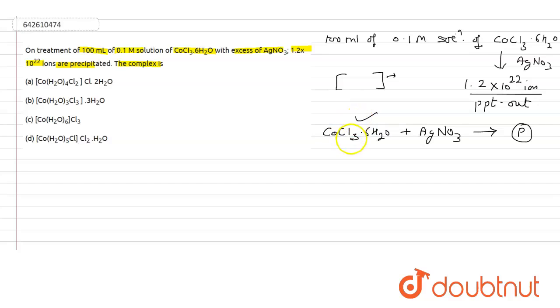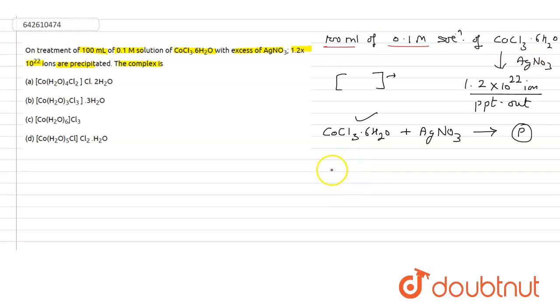So first we have to find out the number of chlorines present inside the coordination sphere and outside the coordination sphere. After this I can easily write the reaction. So let's try to solve this question. We have 100 ml of 0.1 molar solution of CoCl3.6H2O.